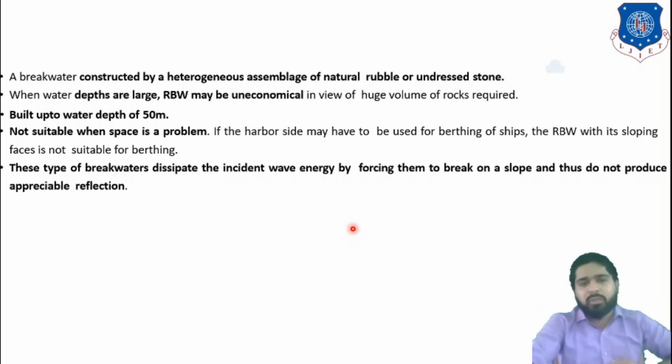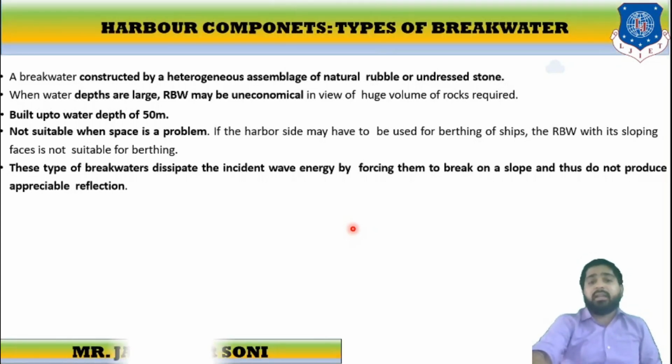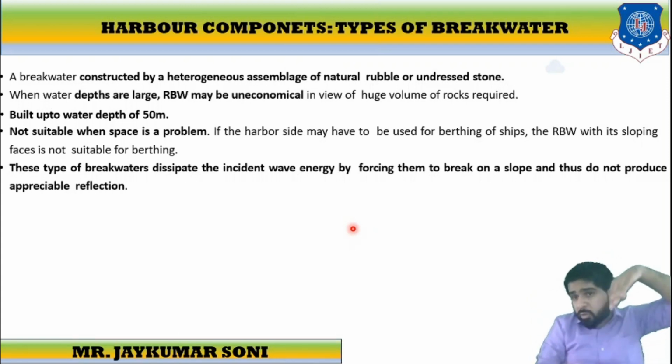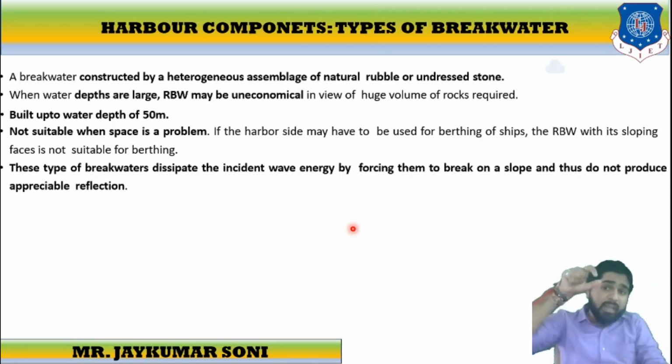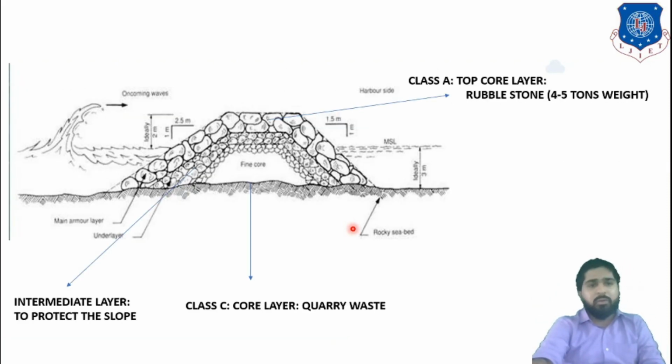They can be built up to a water depth of 50 meters. They are not suitable when space is a problem. See, they cannot be used when space is the problem. And this type of breakwater dissipates the incident wave energy by forcing the waves to break on a slope, and then they do not produce appreciable reflection. So this is about the rubble mound type.